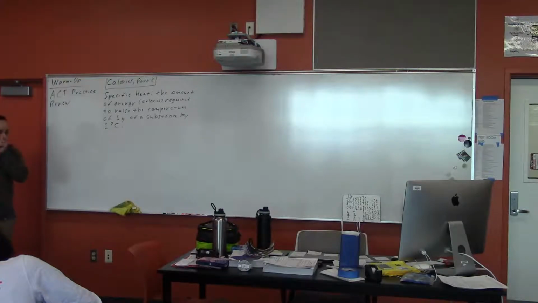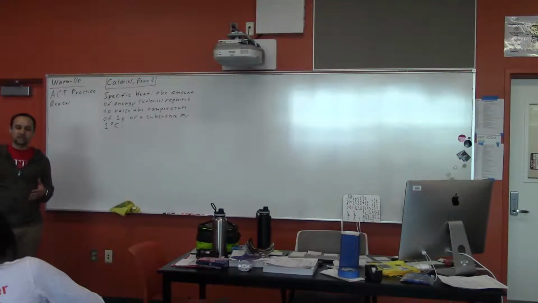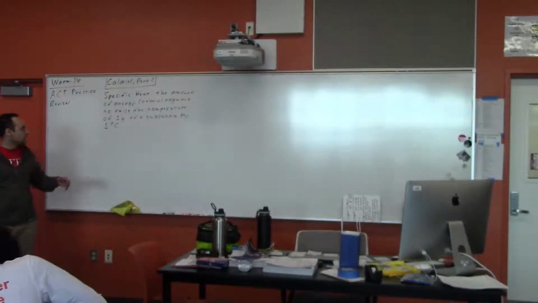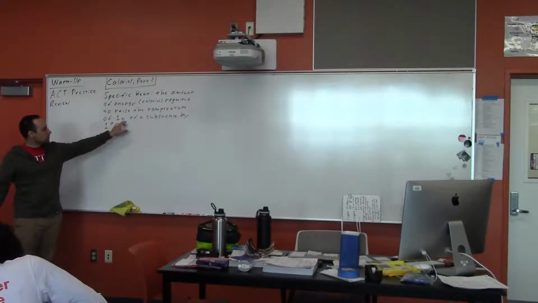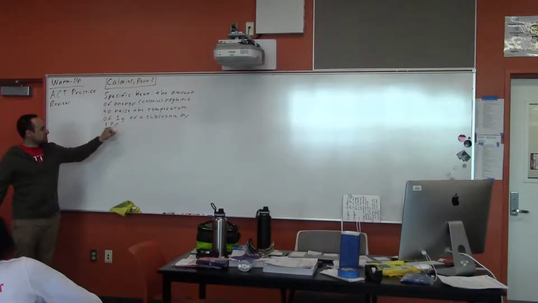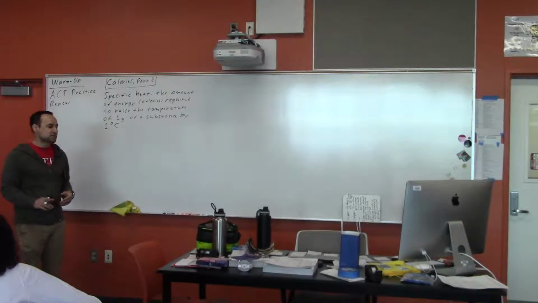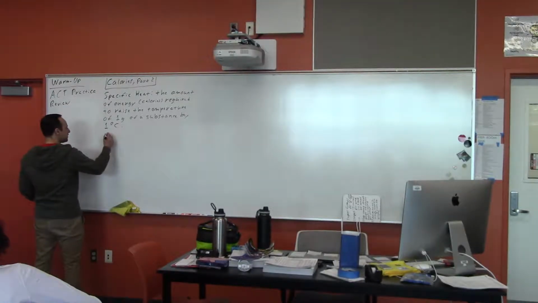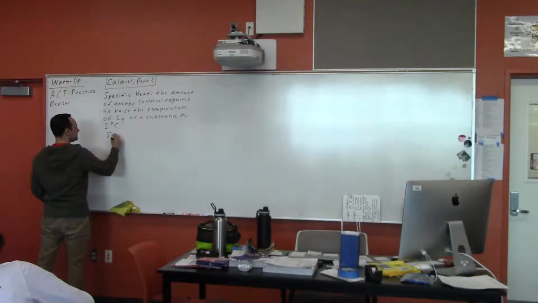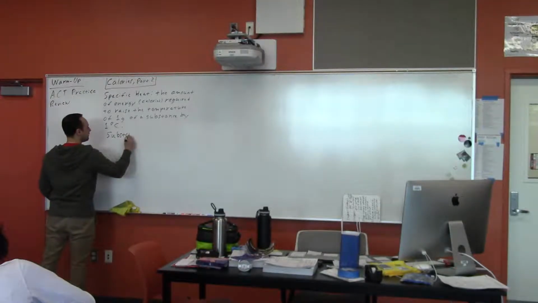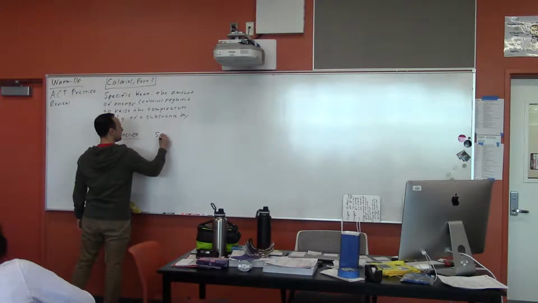Yeah, it does look familiar, right? So the specific heat is the amount of energy required to raise the temperature of a substance by 1 degree Celsius. Okay? So we're raising 1 gram of the substance by a temperature of 1 degree Celsius. All right? So here are a couple different substances, and their specific heat.